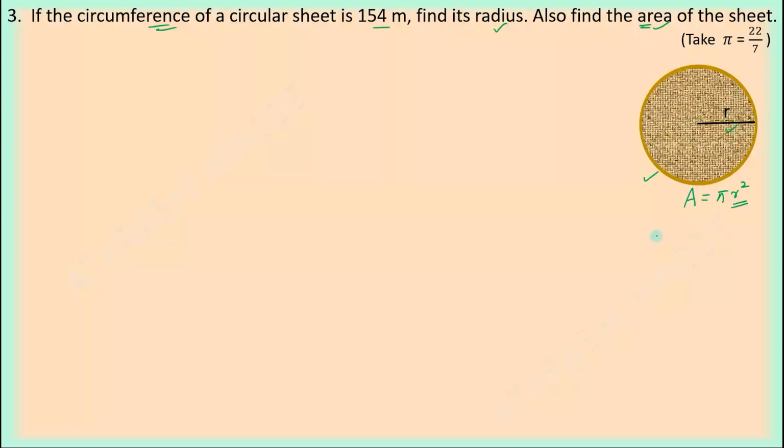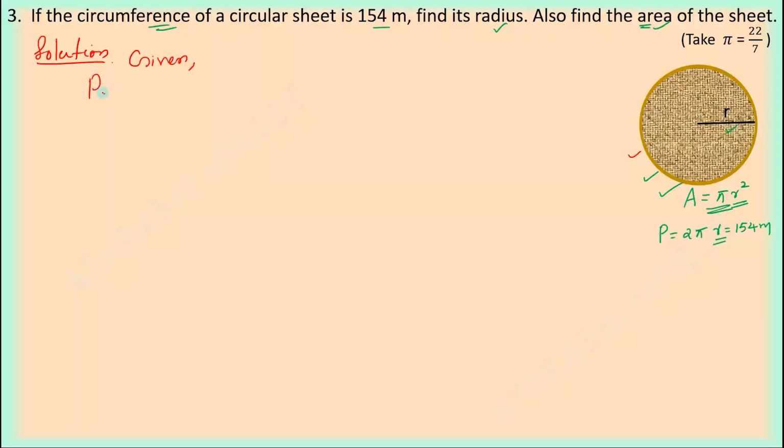Here, the perimeter of this circular sheet is given, that is P, and perimeter is 2 pi r, that is equal to 154 meter. From this we can find the radius. After that we can find the area. So first let us find the radius of this circular sheet. Always draw a rough sketch of the figure. And first write what is given here.